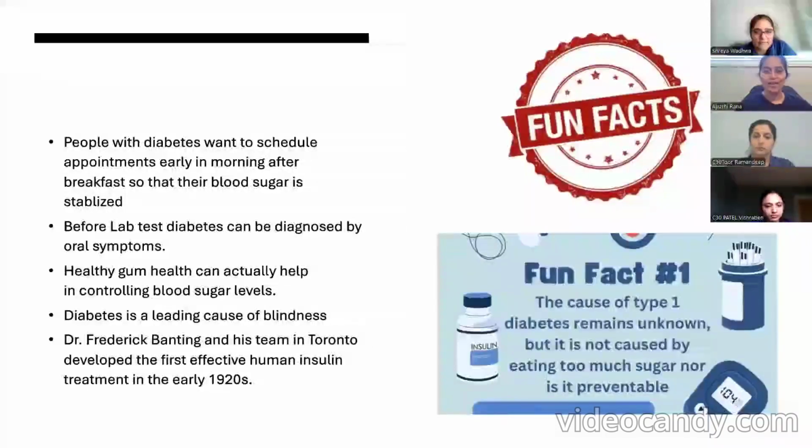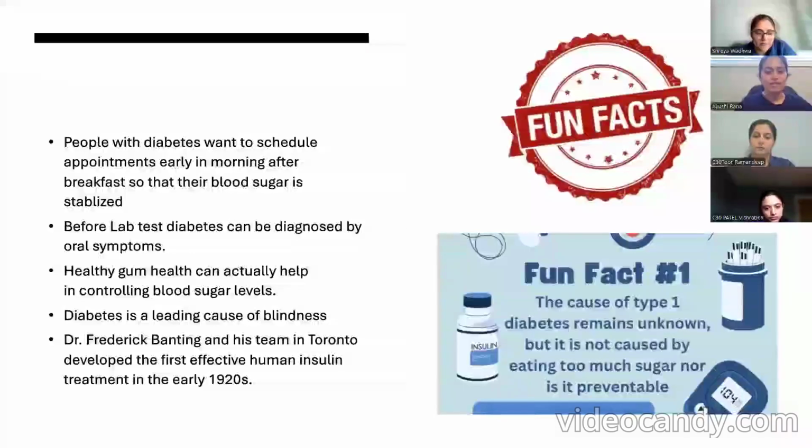Now we are at the end of our slides, and now we will discuss some fun facts. People with diabetes should schedule appointments early in the morning after breakfast so their blood sugar can be stabilized. Before lab test, diabetes can be diagnosed by oral symptoms. Healthy gum health can actually help in controlling blood sugar levels. Diabetes is a leading cause of blindness.